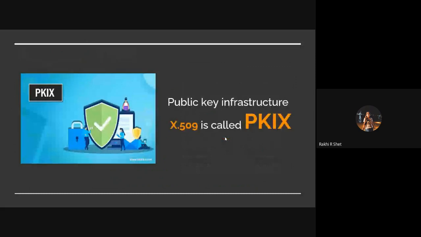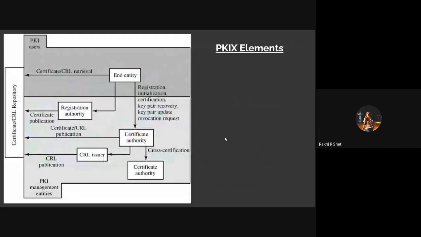What is PKIX? The public key infrastructure based on X.509 is called PKIX. Here you can see the infrastructure or the architecture of the PKIX. It has the following elements.